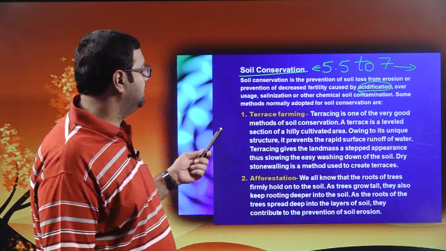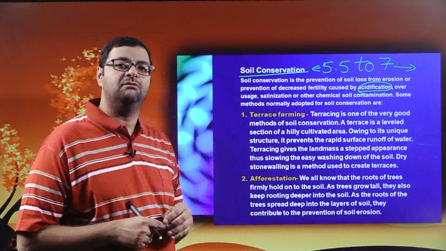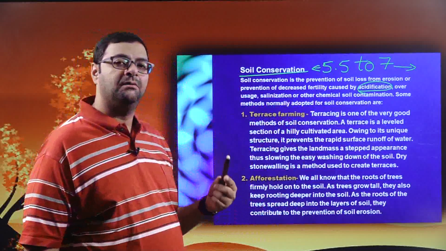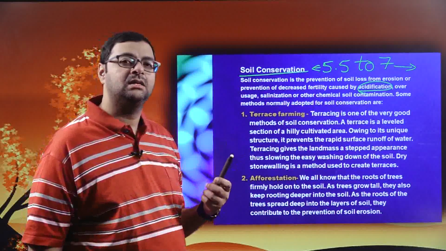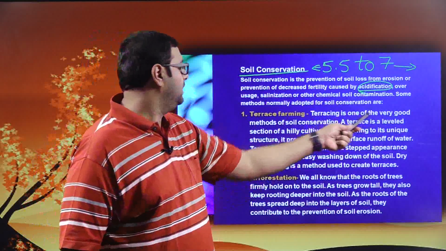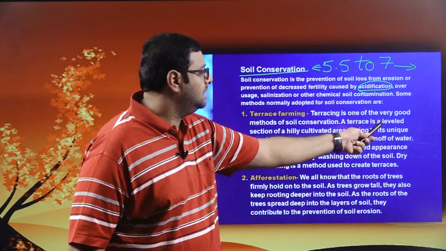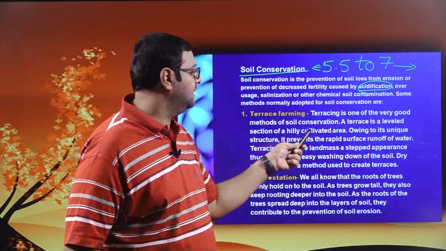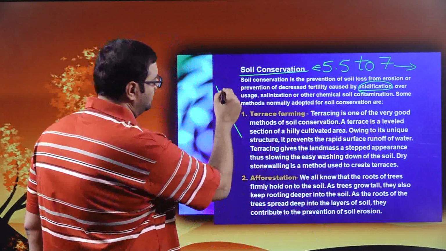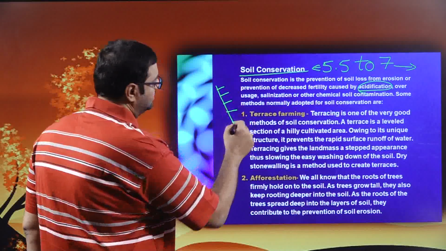Now, some methods normally adopted for soil conservation. We'll see these methods one by one. The first one is terrace farming. You might have already seen what terrace farming means. Terrace farming is one of the very good methods of soil conservation. A terrace is a leveled section of hilly cultivated areas. For example, if the hill is like this, you will have terraces like this. So these are terraces.